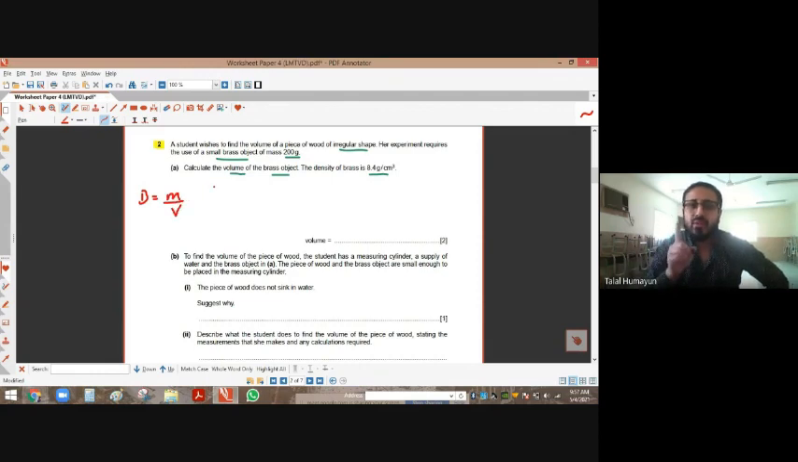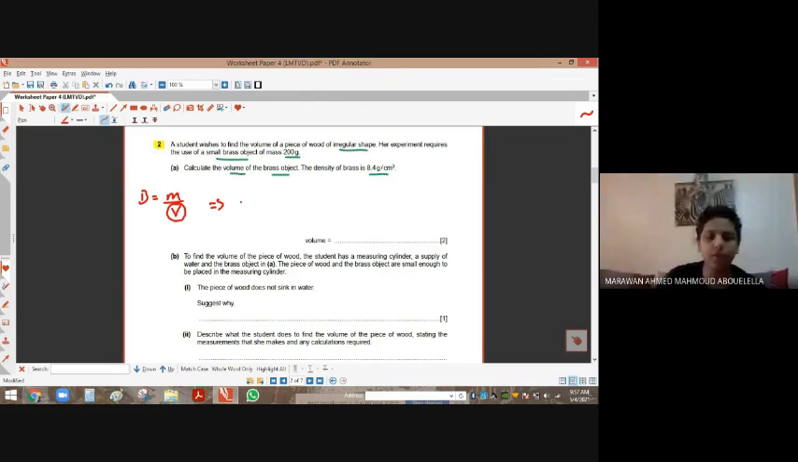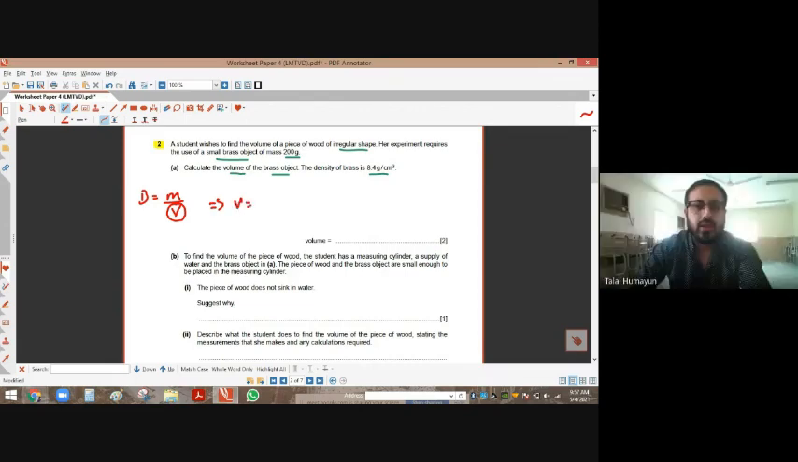Now, we don't want to find out the density. Density is given to us. What we have to find is the volume. How can I make the volume the subject? What should I do for that? Volume equals mass over density. Very good. Volume equals mass over density.